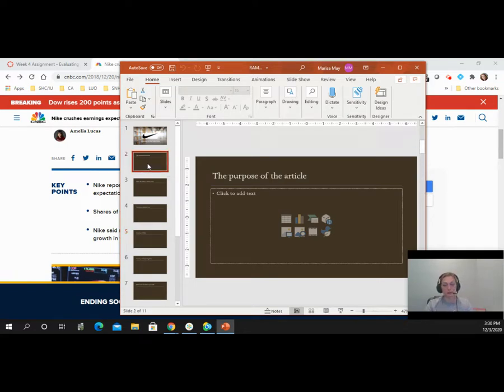So you've got the purpose of the article. What was it trying to do? What was the article written because they wanted to do what? They wanted to let people know, they wanted to inform, and so on. Talk a little bit about the author.